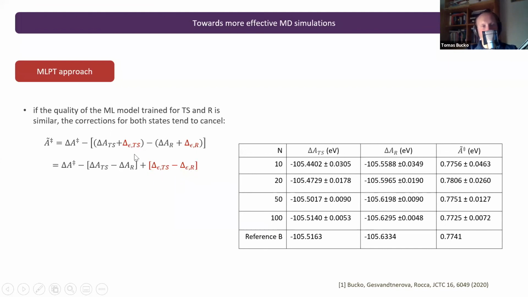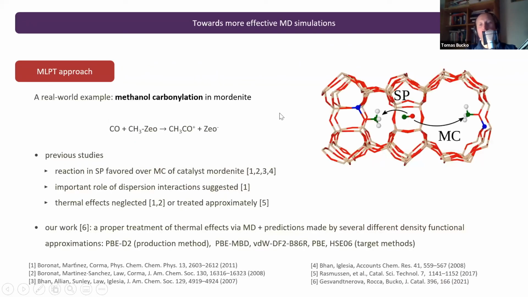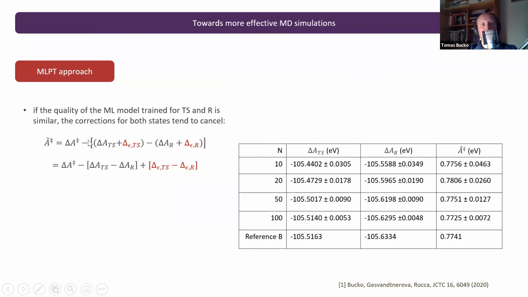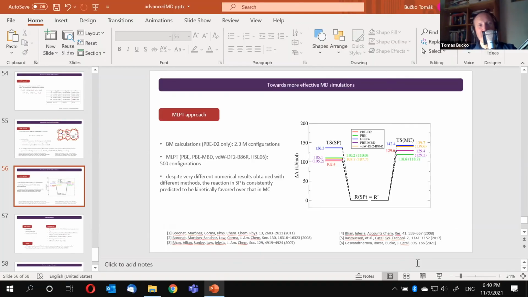But best of all, you don't even need to compute this kind of correction in many cases. In particular, when the quality of a machine learned model trained for the transition state and the reactant is comparable, the correction would also be of about the same size. And because of the formulation of the problem, if this correction delta is about the same, it will cancel: the contribution for the transition state and reactant would cancel, right? That's the reason why the final quantity we are interested in converges much faster than the individual ingredients that we have here. So I think I will terminate here.